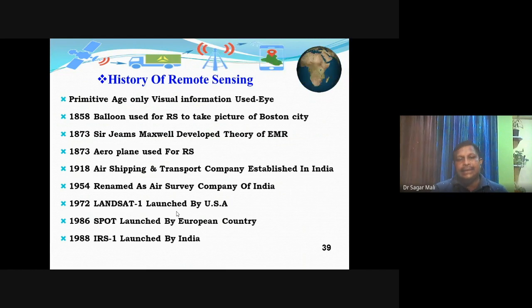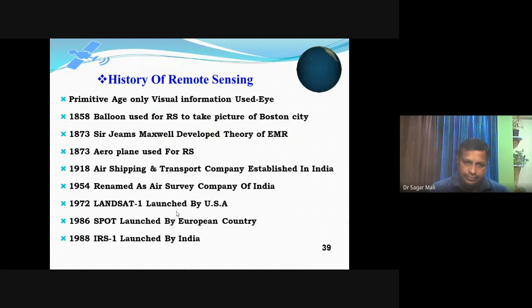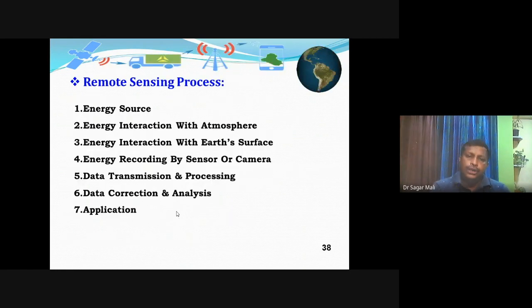After that, in 1986, the European Union developed the SPOT series. And soon after, in 1988, India started its own remote sensing series called IRS-1, which is Indian Remote Sensing. Afterwards, all the series continued with the name IRS, Indian Remote Sensing. So this is how the development took place from the primitive phase to the modern phase. Even so, development is still occurring in remote sensing.